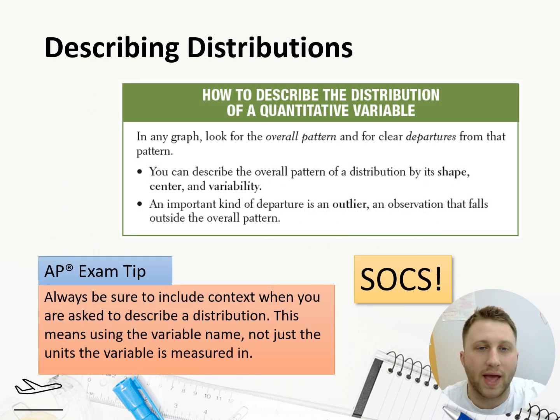So again, we can summarize this whole process with SOX, which essentially says let's look for the overall pattern and then departures from that pattern. So the overall pattern is the shape, the center, the spread, and the departures from that pattern are the outliers or the unusual features. So outliers, gaps, clusters, etc.